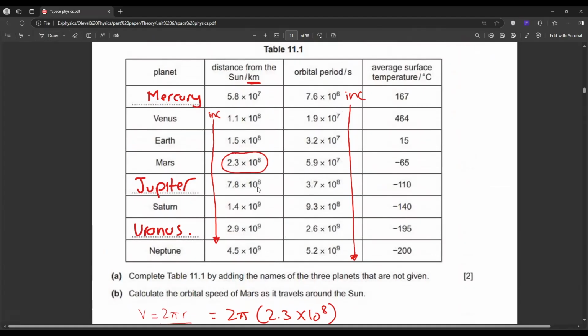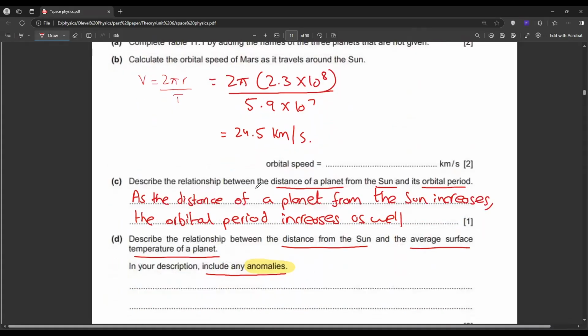Now, if you examine, as the distance from the sun is increasing, the surface temperature is decreasing. And can you spot any anomaly here? Yes. The anomaly here is Venus. As you are going from Mercury to Venus, your distance increases and your temperature also increases. That is an anomaly. So we will write this as well.